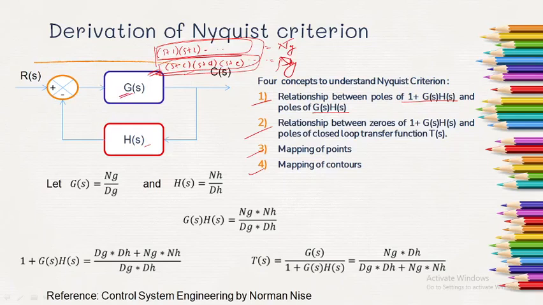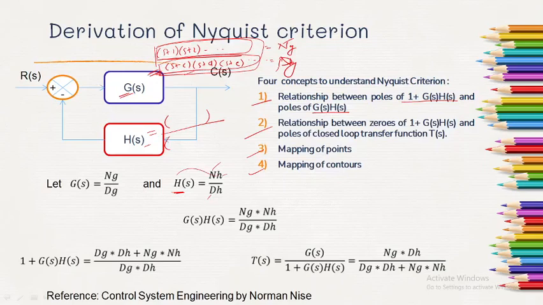Similarly, we can write H(s). This H(s) again can be a function of (s+1), (s+2) and so on, divided by (s+3), (s+4) and so on. So in a generic way, we can write it as N_H divided by D_H. N represents the numerator, D represents the denominator, and H comes from H(s). Okay, so we have got these two terms, G(s) and H(s).